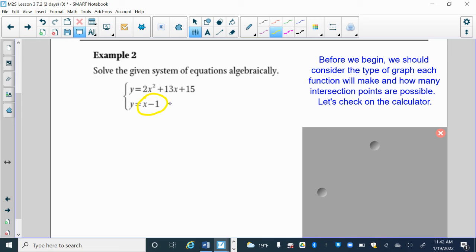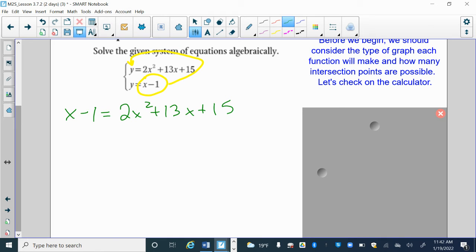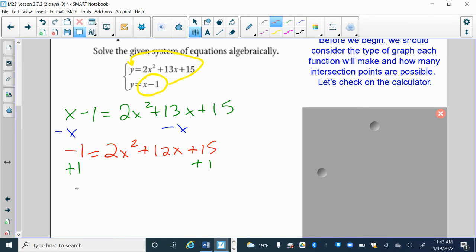We're going to take our x minus 1 and put that in for y in the other equation. So instead of y, we'd say x minus 1 equals 2x squared plus 13x plus 15. Now we solve our equation. Let's first get it equal to 0, minus x on both sides. So we'd have negative 1 equals 2x squared plus 12x plus 15. Add over the 1. 0 equals 2x squared plus 12x plus 16.